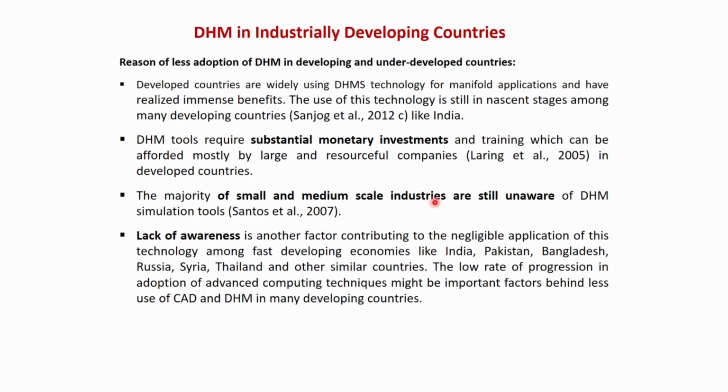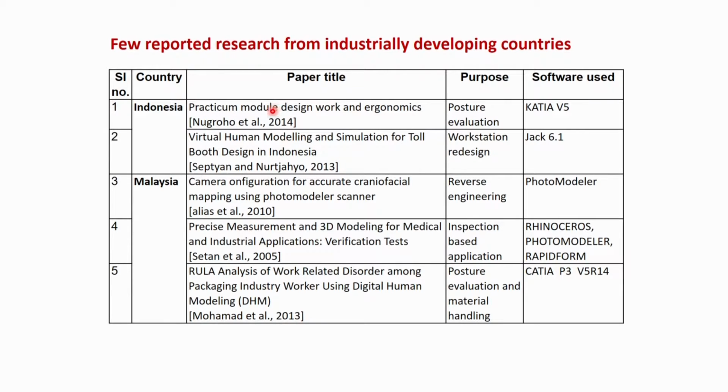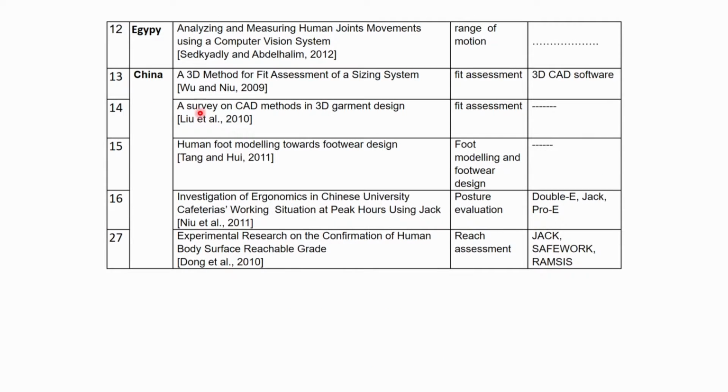Now, here I have tried to tabulate the use of digital human modeling software in various developing countries like Indonesia, Malaysia, Brazil, Egypt, China. Although China and India are progressing very rapidly towards becoming developed countries, right now both countries are in a transition phase, moving from the status of developing countries to the status of developed countries.